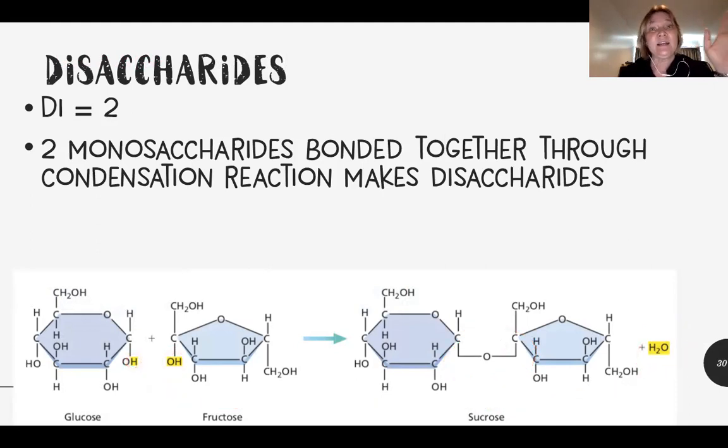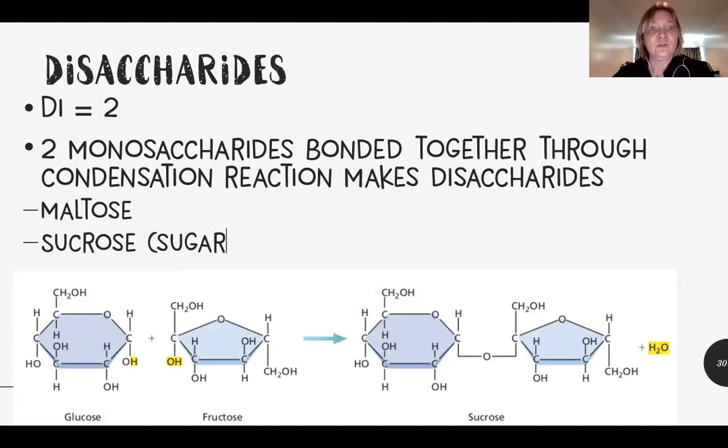2 common disaccharides are maltose, which you might not have heard of before, and sucrose. When you eat carbohydrates, you have an enzyme in your saliva called salivary amylase that starts to break down complex carbohydrates like starch into disaccharides like maltose. And another very common disaccharide is sucrose, which is sugar.